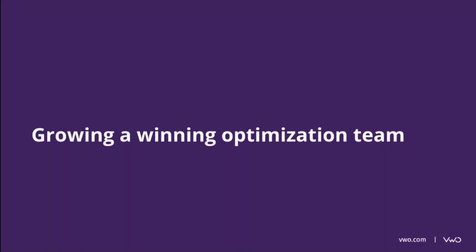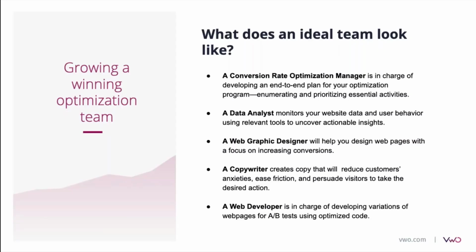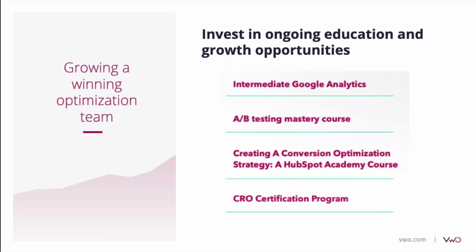Which brings us to the final element in our journey: how do you go about growing a winning optimization team? At any given time, since conversion optimization is cross-functional, you could either have all of these people working in your team, or you could have one person doing more than one role. But at the end of the day, you would require a conversion optimization manager, a data analyst, a web graphic designer, a copywriter, and a web developer. Depending on the budget and the size of your organization, you can choose to either have one person do more than one role, or have more than one person do a single role and contribute to it.